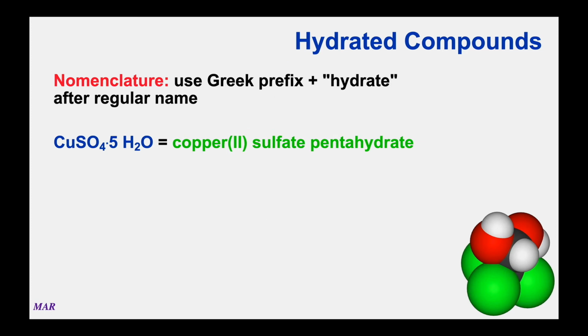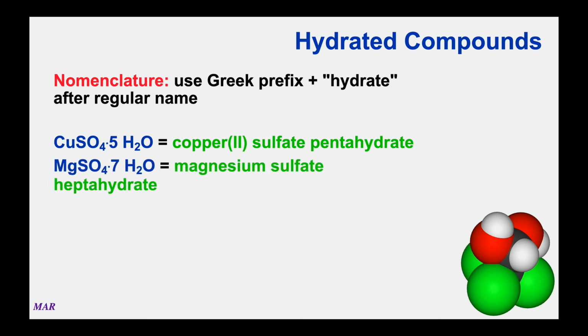You just call the name what it would be normally, and then a Greek prefix and hydrate after that. So CuSO4·5H2O was copper(II) sulfate. Sulfate is -2. Copper, a variable charge metal, has to balance the -2 sulfate with a +2. So that's copper Roman numeral 2, copper +2, copper(II) sulfate. But because it's a hydrated compound, we're going to put 5, penta is 5, and then hydrate. So copper(II) sulfate pentahydrate would be the name of that hydrated compound.